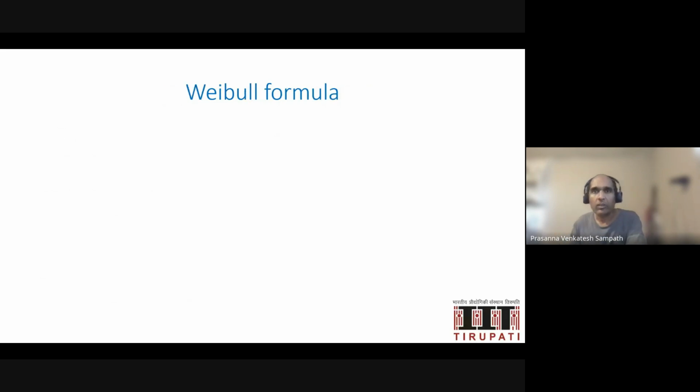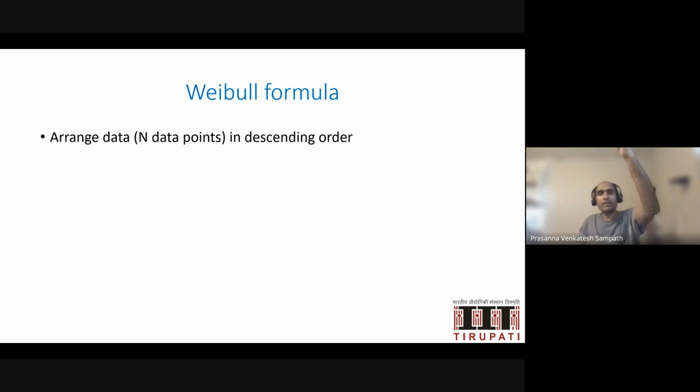Okay. The formula that we use to do this is called the Weibull formula. Okay. Very simple, pretty straightforward. Let me just quickly go through it. So what you do is arrange your data in descending order. Let's say I have data for the last 50 years of extreme rainfall received in Tirupati over one day. Suppose I have that. Then I just arrange it in descending order.